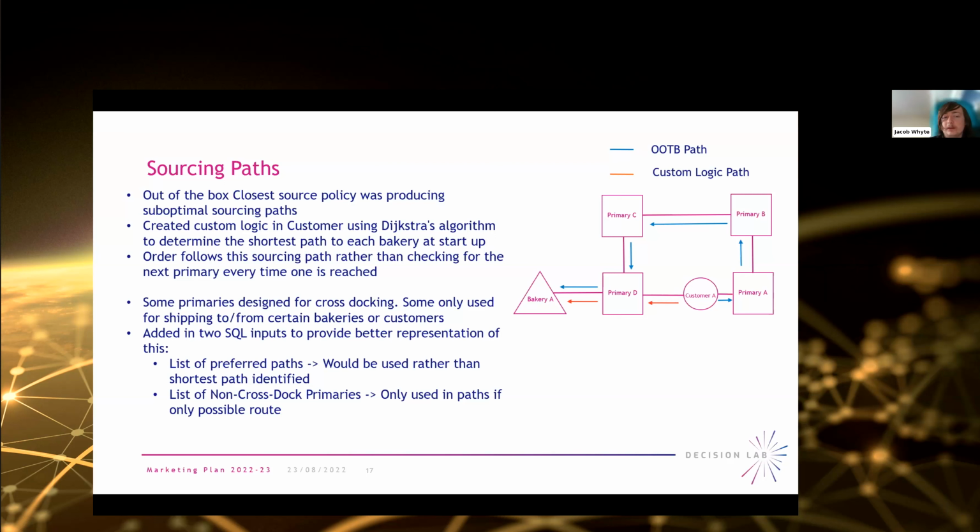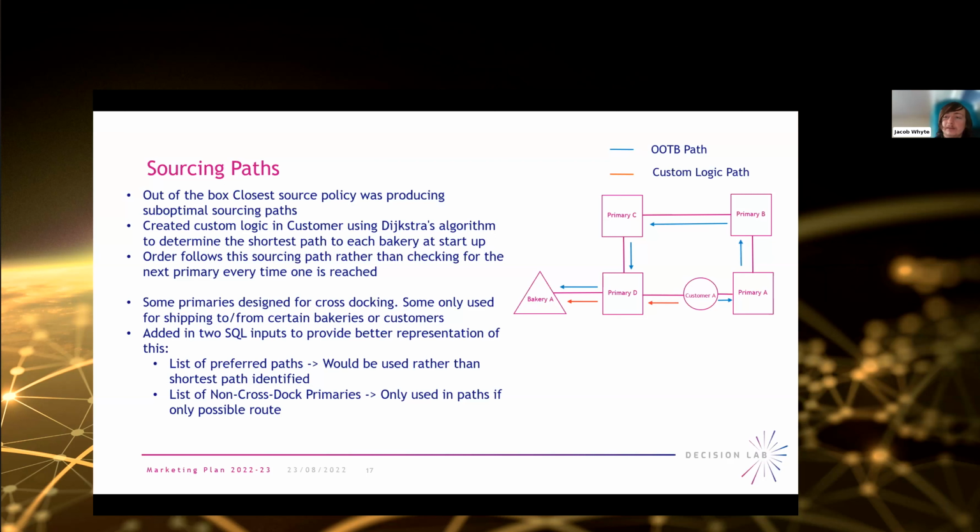So what we added in the SQL inputs was a list of preferred paths. If there was a specific path that our client would want the order to take, then it would follow that path rather than just picking the shortest path. And then also a list of non-cross-dock primaries, which we would only want to be used if it was the only option. These are primaries that might exist only to reach a certain customer that can't be reached by any other primary, and that would be the only case they were ever used.